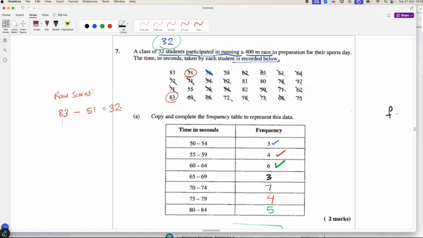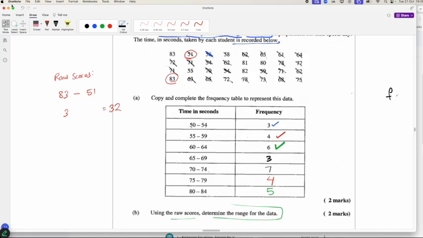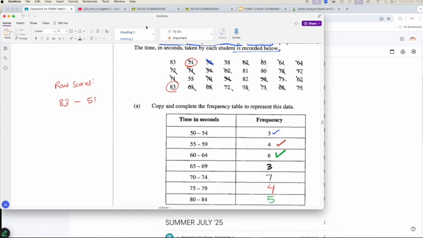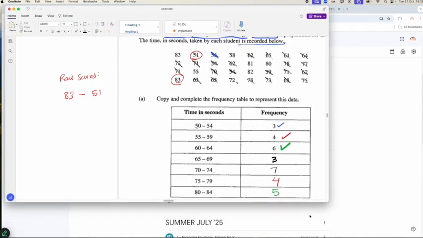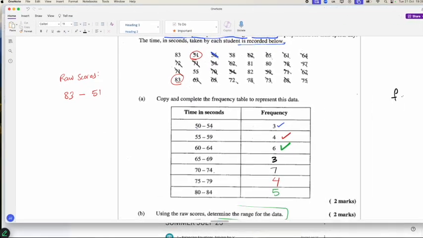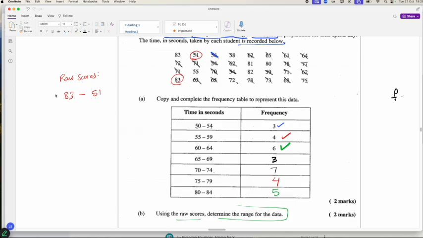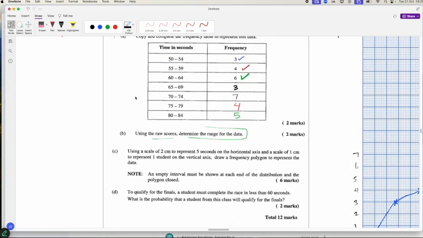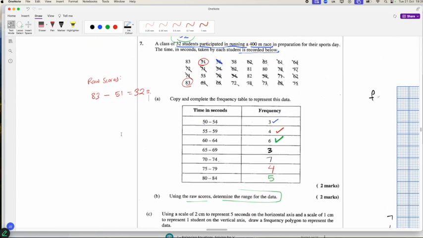83 minus 51. Oh, the thing has gone on strips. I hate when it does that. So 83 minus 51, we have a range of 32 seconds here. That means the slowest person to the fastest person is 32 seconds apart.